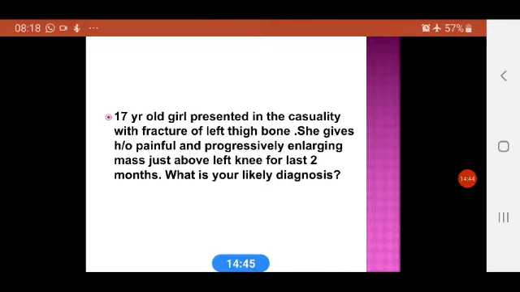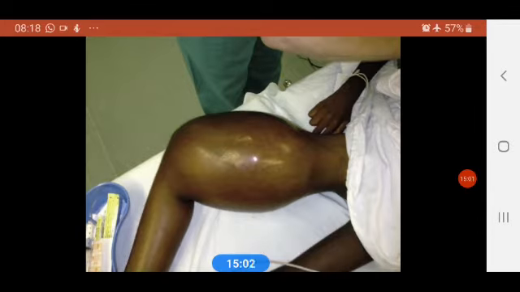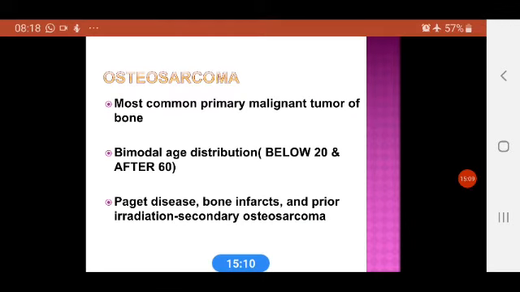She gives a history of a painful and progressively enlarging mass just above the left knee since the last 2 months. Two months is a short duration, and over that, a pathological fracture. So at a younger age, think of a malignant lesion. This is the picture. You can see here it's a huge tumor. So the first diagnosis that should come up would be an osteosarcoma.